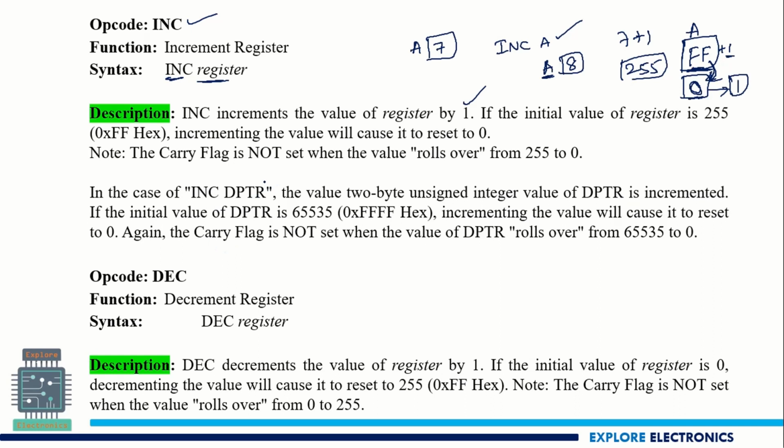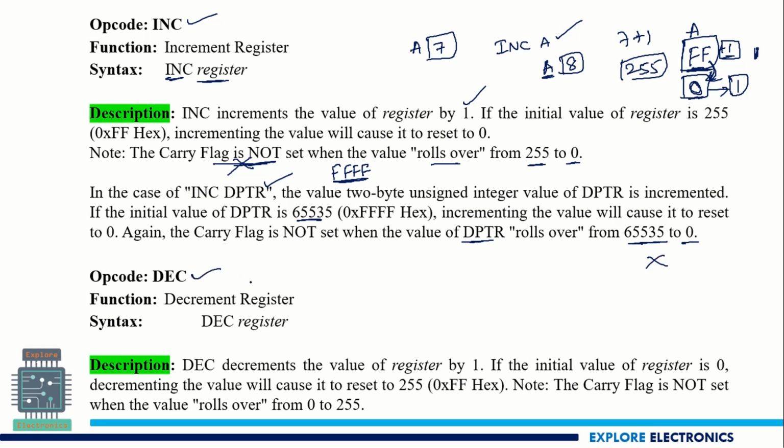Similarly, if you use increment DPTR, the maximum value DPTR can hold is FFFF, or in decimal 65535. If you increment DPTR when it contains the maximum value, again it will roll back to 0. And here the carry flag is not set when the value rolls over. You might feel that since we are doing plus 1, a carry will be generated and we need to set the carry flag. No, that is not the case. The carry flag will not be affected when rolling over from 255 to 0. Similarly, when DPTR rolls over from 65535 to 0, no carry flag will be set.